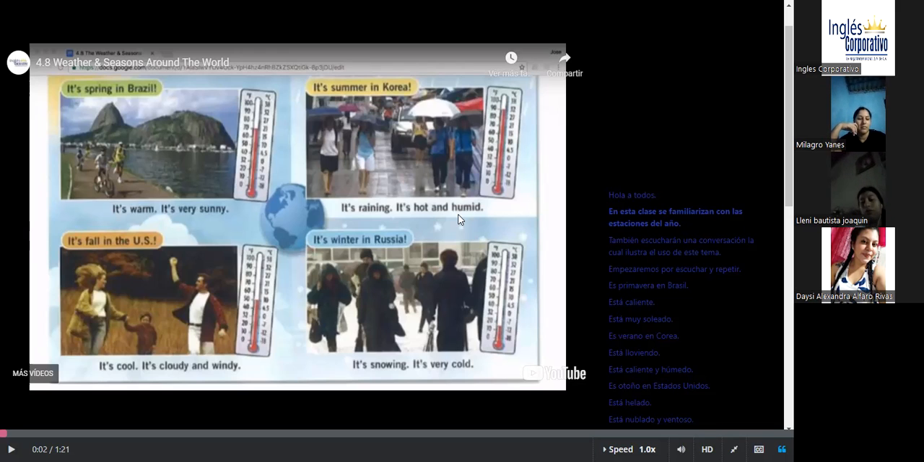What else, what else? Okay, I'll read them. Le voy a leer las expresiones y ustedes pongan atención a la pronunciación, right?